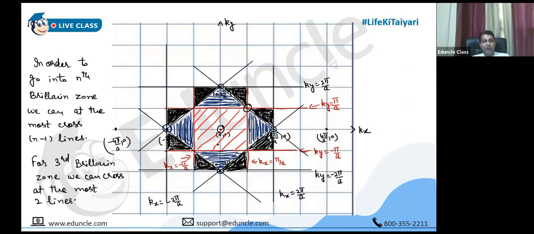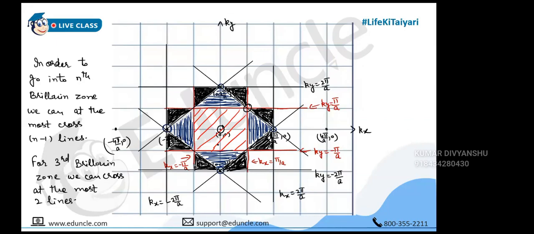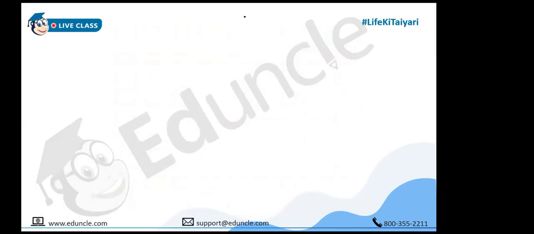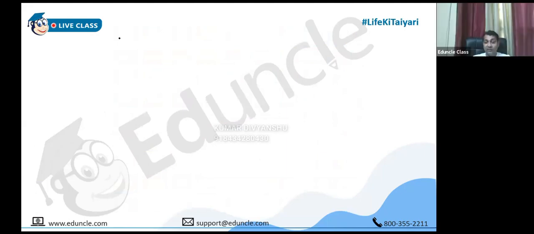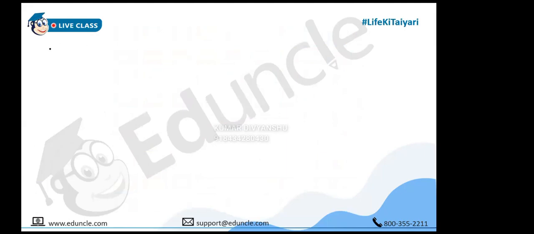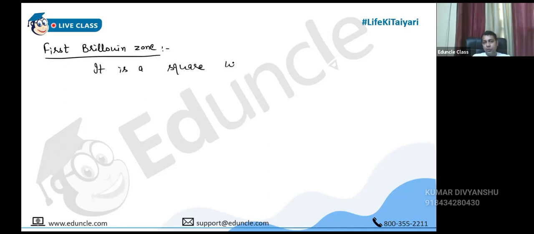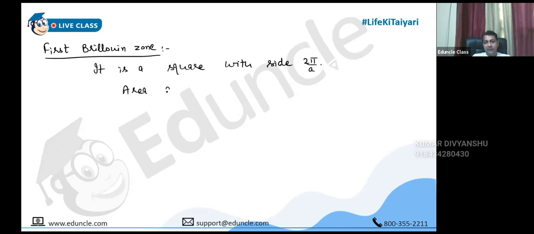So now what is the area of the first Brillouin zone and what is the shape? Can anyone tell me? It is a square first of all. Yes, sir. What is the side of this square? Look at the diagram. 2 pi by a. Side is 2 pi by a. Kindly mute yourself. The first Brillouin zone is a square with side 2 pi by a, because it extends from minus pi by a to pi by a. So area will be side squared.